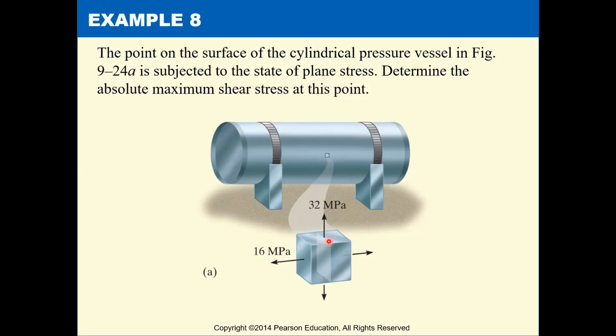We don't have any shear stress. We just have our normal stresses coming out of our two faces. So those are our two principal stresses in plane stress. So our hoop stress here is 32 megapascals, which means our longitudinal stress has to be half of that. So remember, it's PR over 2T. So that's 16 megapascals. And if we're given this stress element here, we can then find our absolute maximum shear stress at this point. So let's do it.